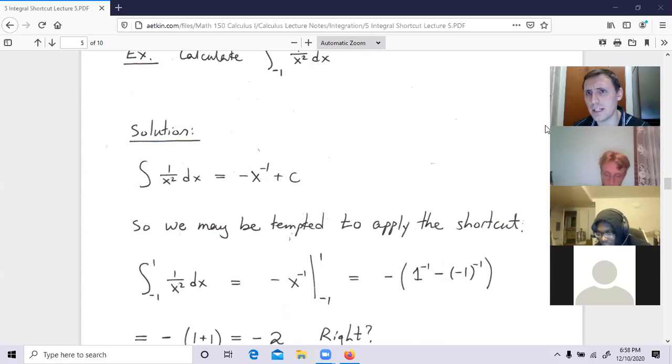Does the result make sense? Does the result make sense, guys?